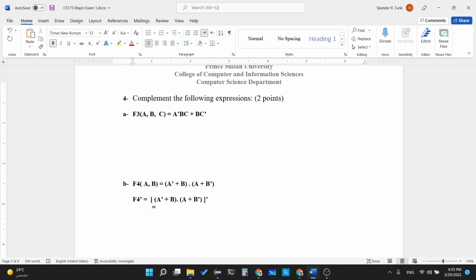Okay, so this is equal to the first one bar plus the second one bar. Am I correct? Yeah, it's the De Morgan's law.